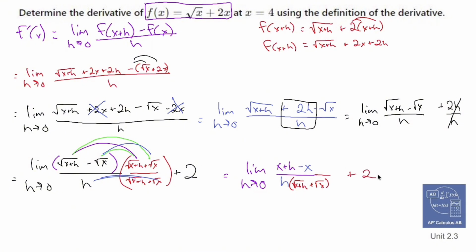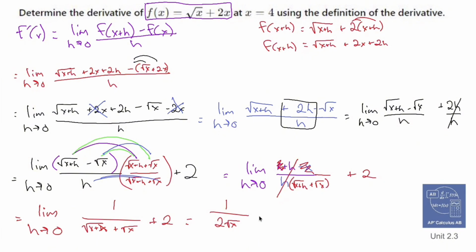Now, plus 2 is hanging out over here. These guys cancel each other out. So since these guys cancel each other out, we're left with just an h up here over h times something. Now the h's cancel out. How about that? So we have the limit as h approaches 0 of 1 over root x plus h plus root x plus 2. Now I can plug in my 0 and get 1 over, you cancel out, root x plus root x, so 2 root x plus 2.